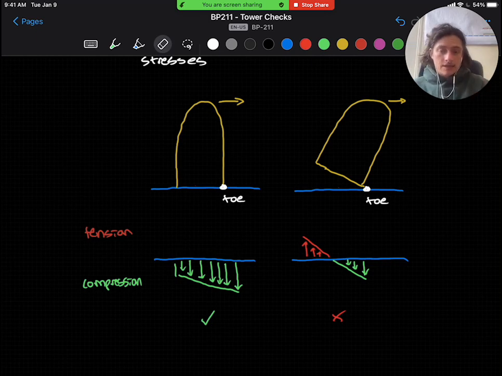And a not passing check would look like this on the right, where we do have tension on a portion of the toe of the tower. In this case, we would need some positive connection from the tower into the tiers that is carrying the load into the tiers and mitigating it there.